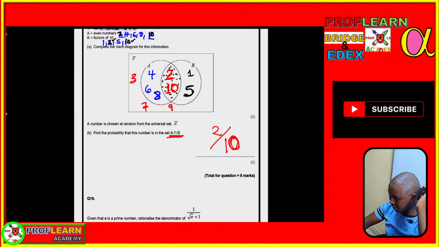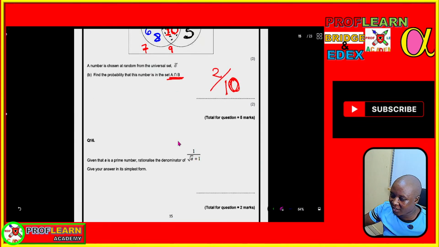Perfect. Leila got it right, Samuel got it right, and I don't know whether Ahmed has gone to sleep. Ahmed, don't sleep. Let's finish this paper together.